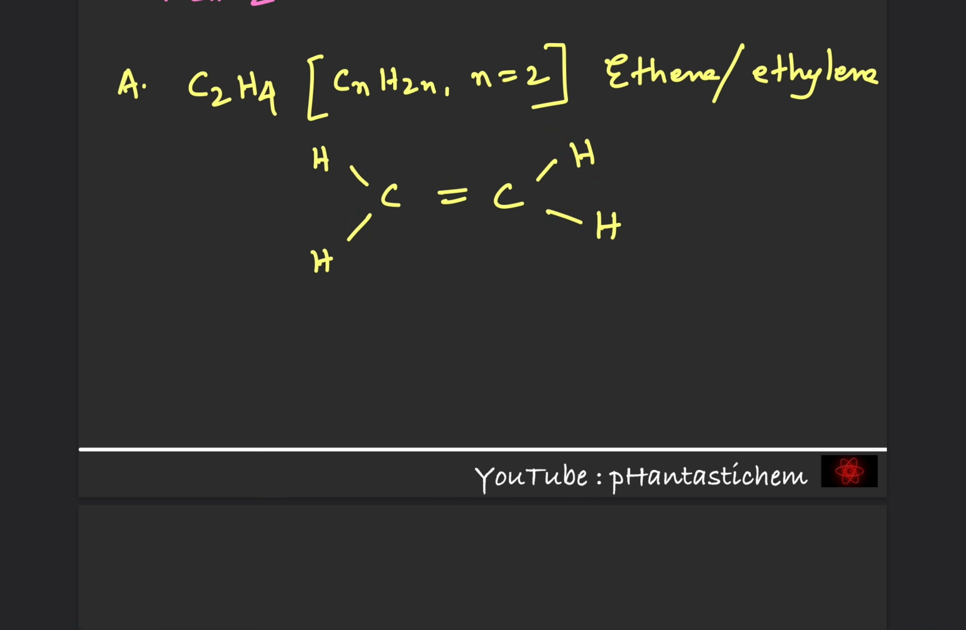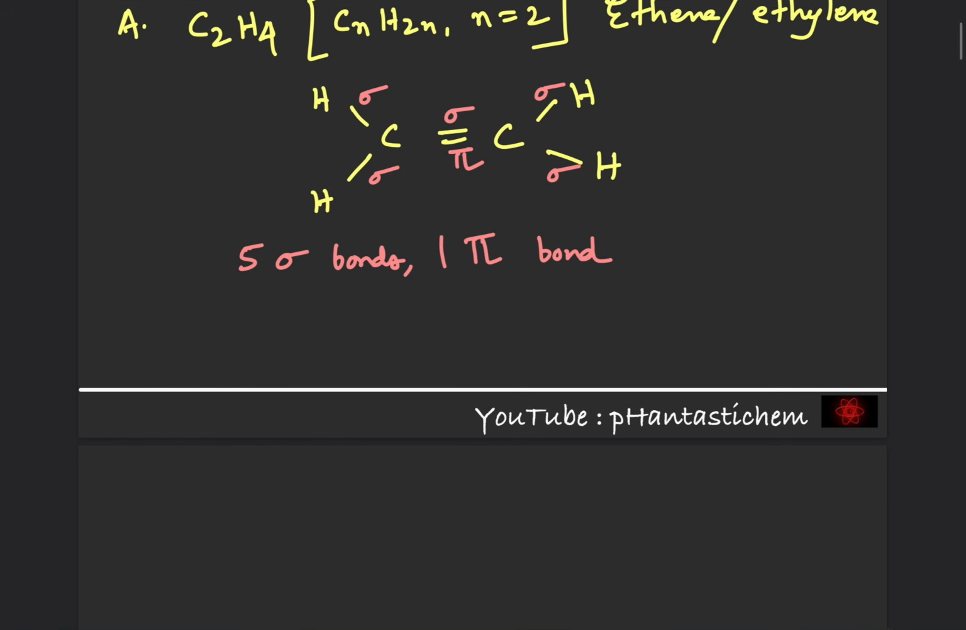Okay, so therefore, you can see ethene has 1, 2, 3, 4, 5 sigma bonds and one pi bond. Okay, so ethene has 5 sigma bonds and one pi bond. So therefore, A is matched to 4.